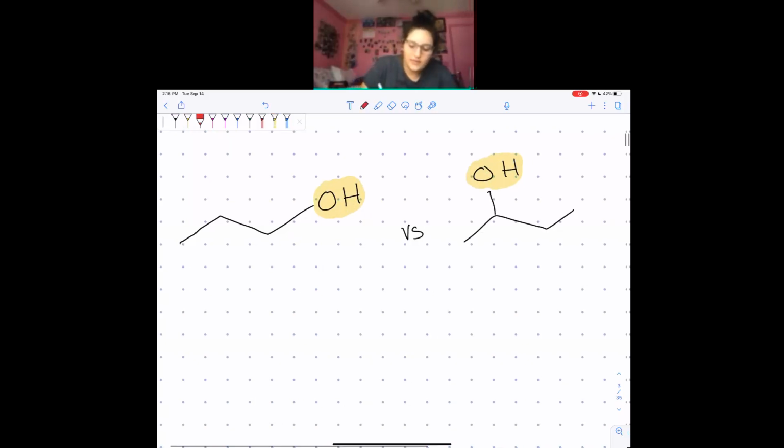Well, this one is connected to a carbon that's connected directly to 1 carbon, so we're going to call this primary. And this one is connected to a carbon that's connected to 2 carbons, so this one is going to be secondary. And we have in total 1, 2, 3 carbons. I wanted to make that the same, so we're going to keep it as 3 carbons. So the mass between these 2 is the same, and the functional groups are exactly the same, right? So the only real difference is that this one is connected primary and this one is connected secondary.